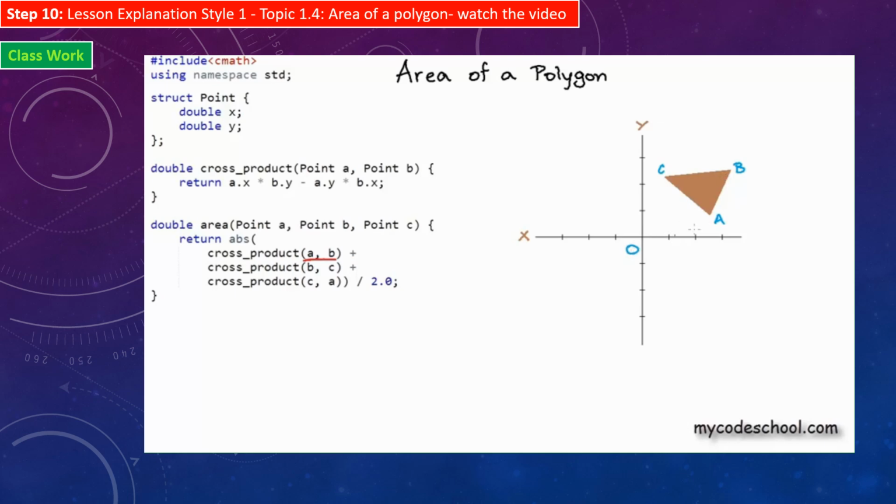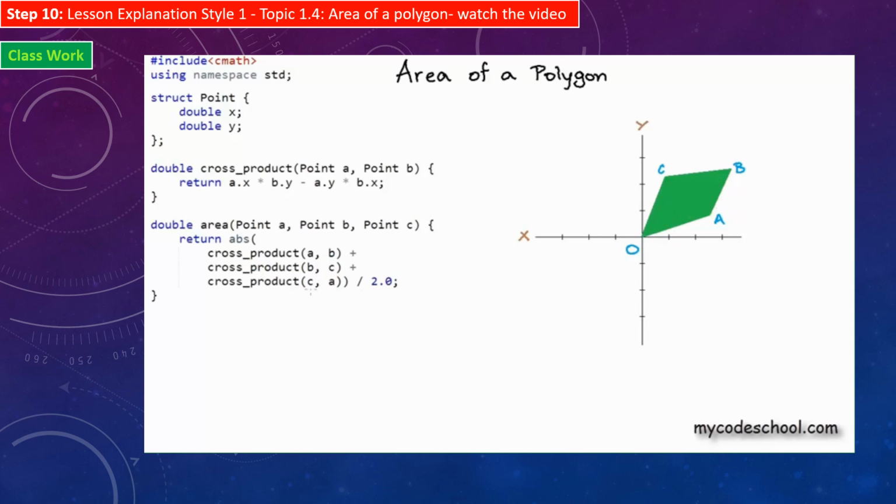Since OAB is counterclockwise in this case, the value will be positive, and I'll show this area in green. In the second step, we calculate the value of the cross product of B and C, which means we're calculating the area of the triangle OBC. Once again, since OBC is counterclockwise, this value will also be positive, and I'll be showing it in green. So now the total we have calculated is actually more than the area of the triangle.